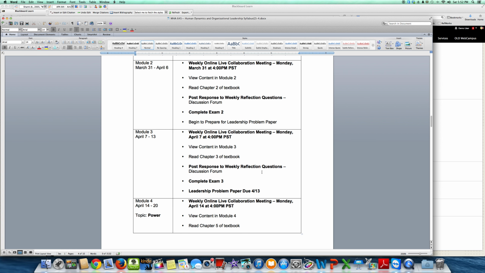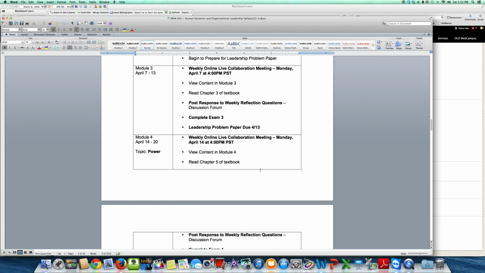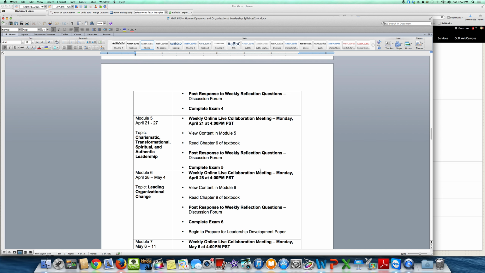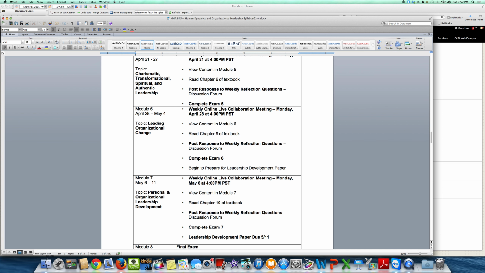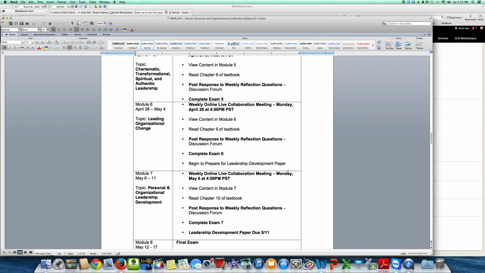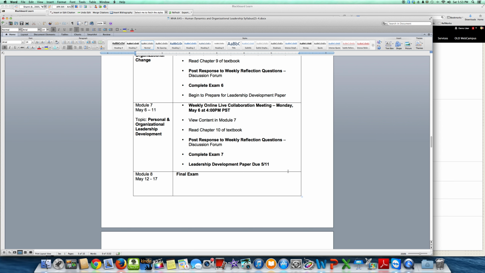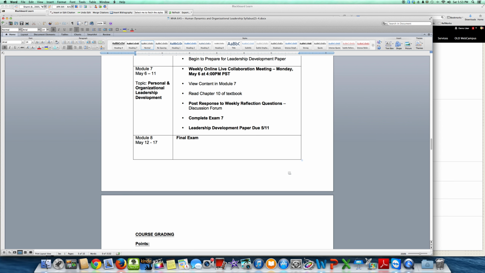There's an exam every week. There's a discussion post every week. There is another paper, a leadership development paper, so there's going to be a total of 2 papers for the course. There's an exam every week. Very critically, the discussion forum posts are going to be graded every week as well.